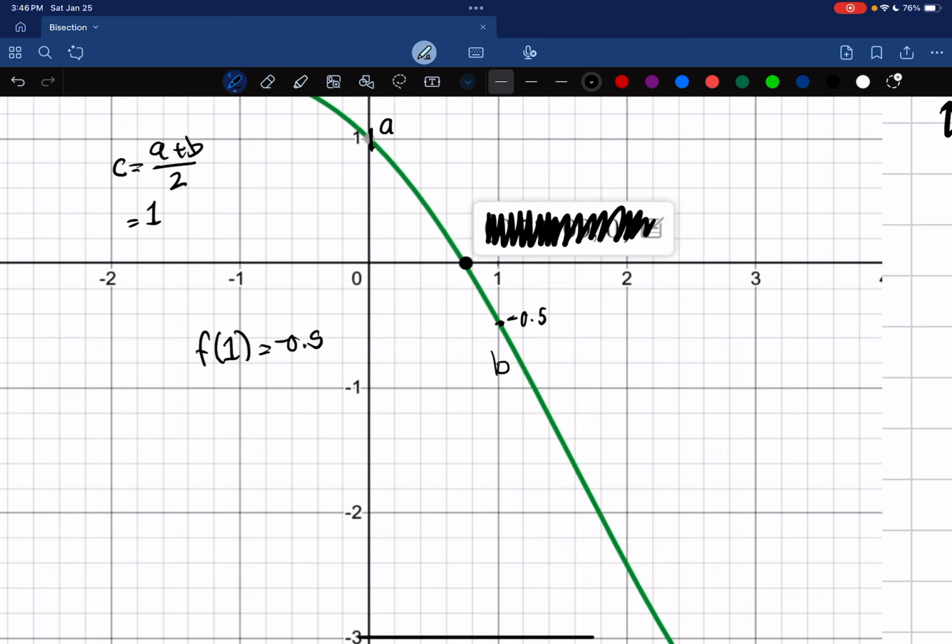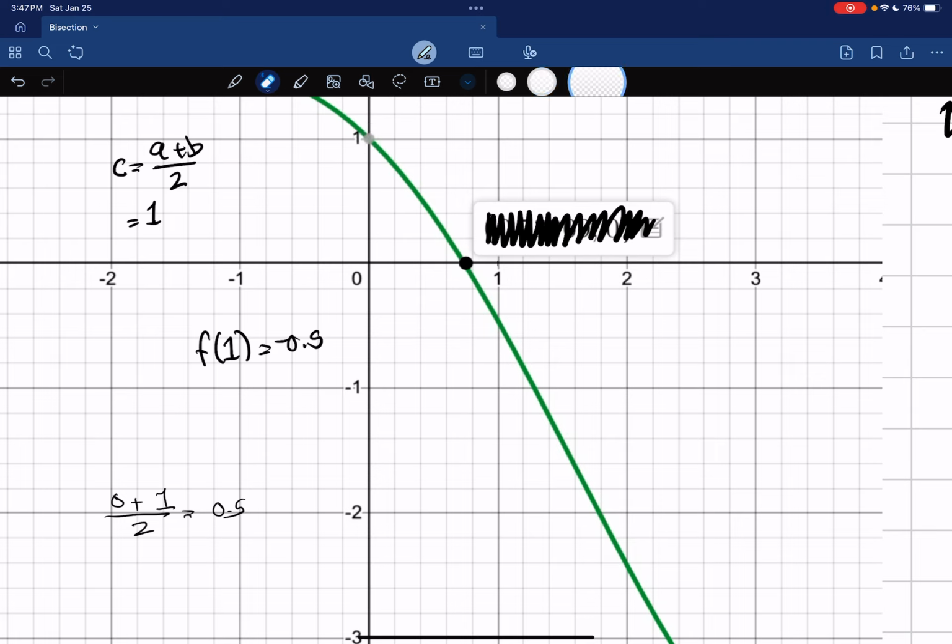I do the same thing now. My new B is at 1. My A is the same as where it was. So it's 0 plus 1, divided by 2, equals a half. And now I do it again. The half is somewhere here. Do I shift B or do I shift A? Now you shift A. And then again, you get the midpoint and you keep going. As you can see, slowly we get closer and closer to our root. And that's how you find the root of a function that is too hard or impossible to factor.